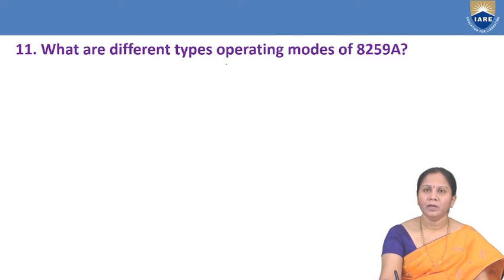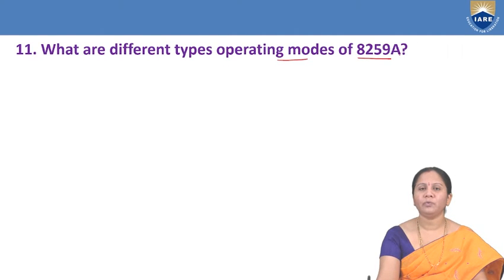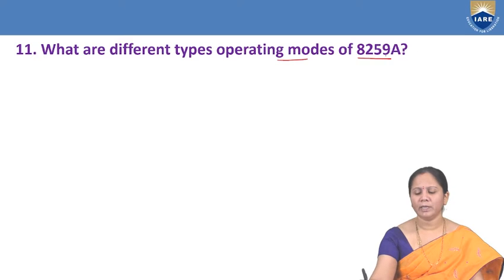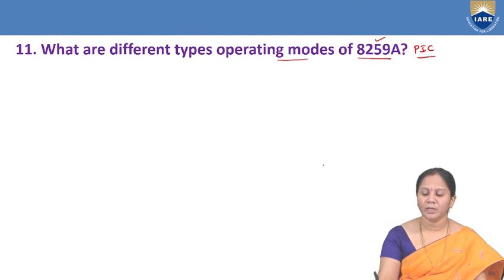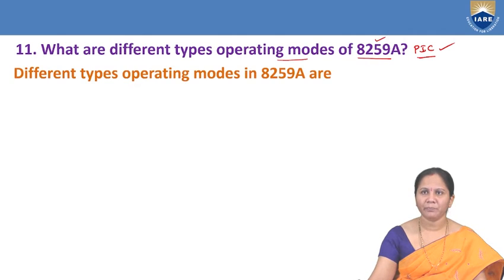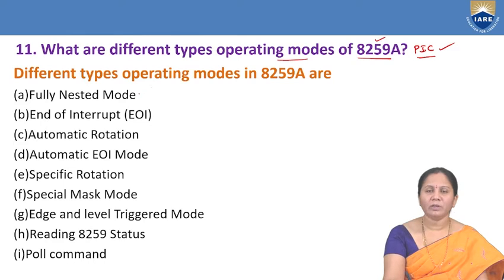What are the different types of operating modes of 8259A? Again, this is the 8259A, an IC called PIC, which stands for Programmable Interrupt Controller. This 8259A IC can be operated in different modes. Here are some of the different modes. The modes of operation are: fully nested mode, and EOI.